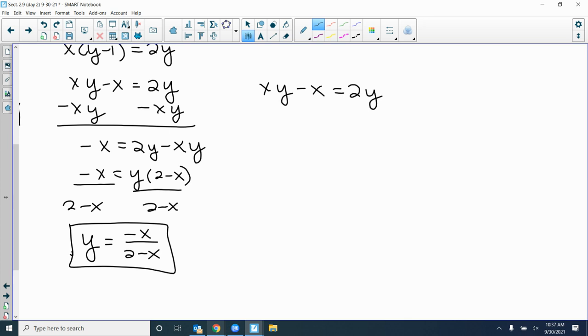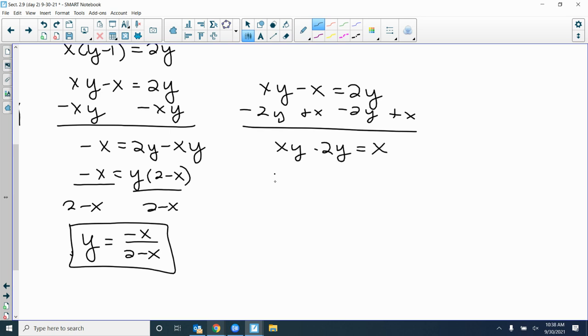There's your inverse. Now, depending upon the problem, some people will do it slightly different. Just pay attention to this. Hayden said to subtract the xy. Sometimes people will say, I'm going to move the 2y over here and move the x over here. I just want to show you what happens. So what happens if I subtract 2y? And then what happens if I add x? That gives me xy minus 2y equals x. I still factor out a y. I still divide by x minus 2.